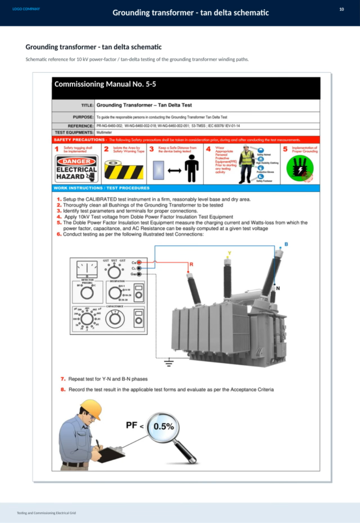Here we have a schematic diagram related to the grounding transformer, specifically focusing on tan delta testing for 10 kV systems. This illustration is vital for understanding how to perform power factor or tan delta tests on the winding paths of the grounding transformer. These tests help us identify insulation integrity and detect early signs of deterioration. Accurate tan delta measurements ensure the reliability and safety of the electrical grid during commissioning and ongoing maintenance. Keep this schematic handy as a key reference in the commissioning manual number 5-5.